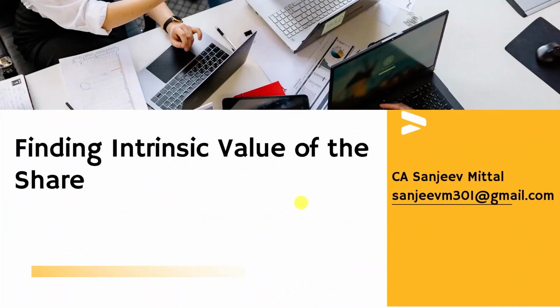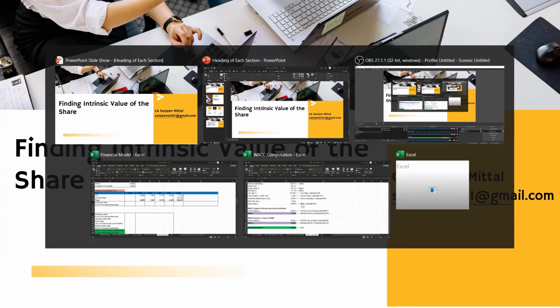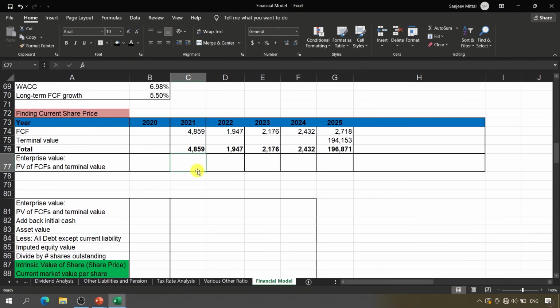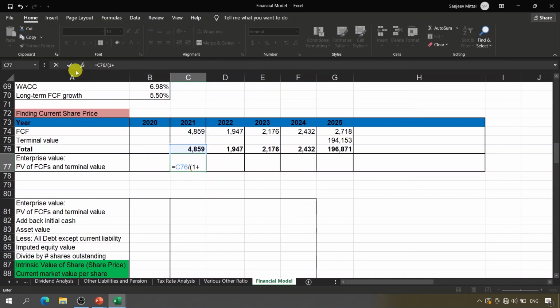Let's try to find out the intrinsic value of our share. For finding the intrinsic value, we shall firstly find out the present value of all the free cash flows and our terminal value. For that purpose, I shall divide the cash flows of all the years with 1 plus WACC to the power number of years.